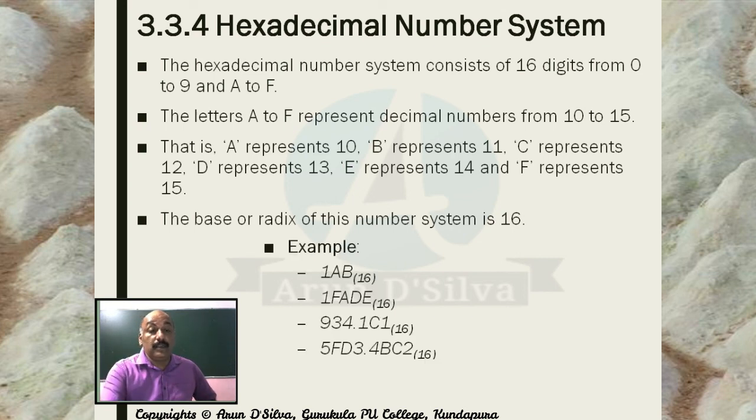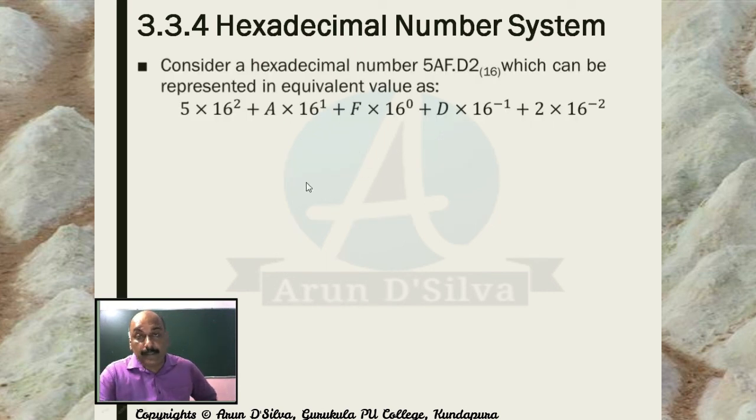So this is an example of how it is represented. See, 1AB is a hexadecimal number, the base is 16. 1FADE, base 16. 934.1C1 is again a hexadecimal number. 5FD3, 4BC2 is also a hexadecimal number. So this is giving a brief idea about the hexadecimal number system. But at the same time, let me show how it will be represented.